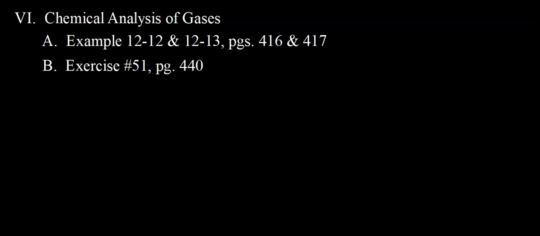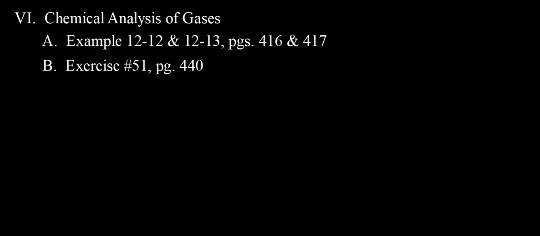All right, next up we have chemical analysis of gases, so further applications of the ideal gas law. So let's jump right into some examples. Example 12.12 on page 416. Read along, please. It says a 0.109 gram sample of a pure gaseous compound occupies 112 milliliters at 100 degrees Celsius and 750 torr. What is the molecular weight / molar mass of the compound?